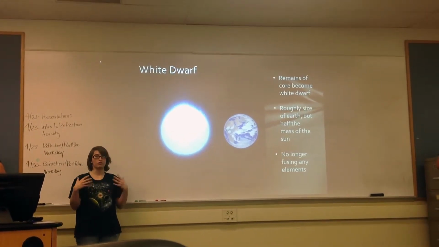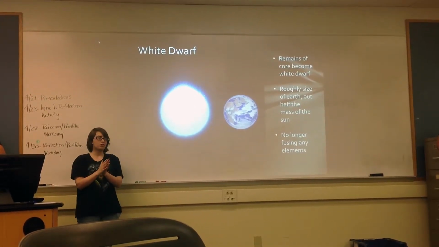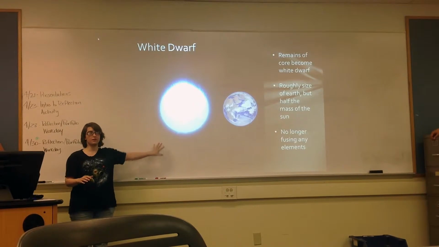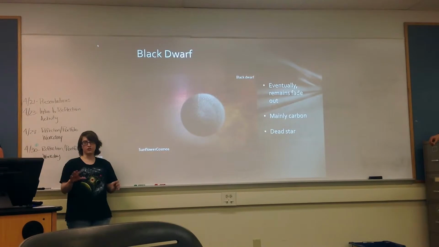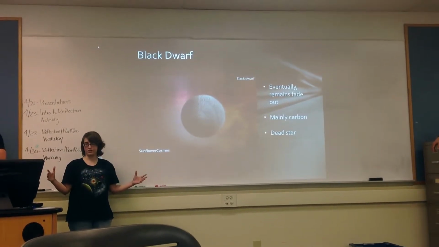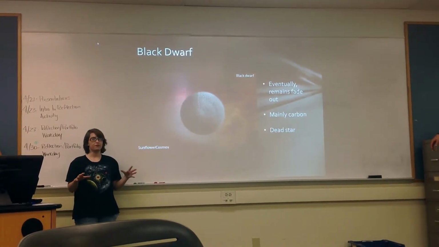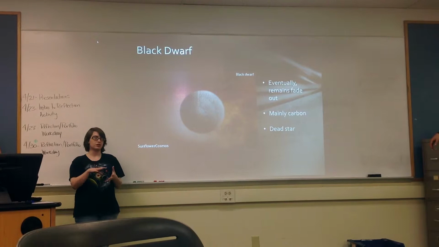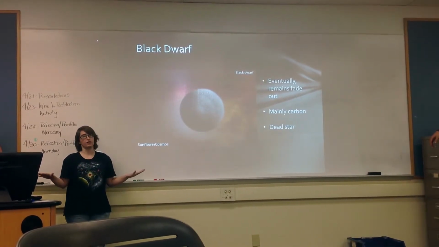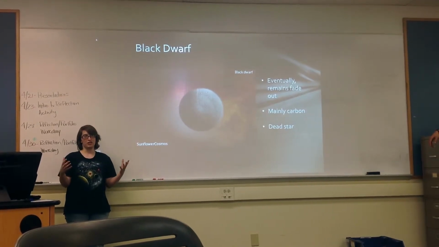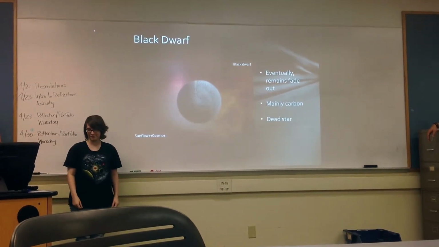But it's no longer actually fusing any elements because it doesn't have the mass to do that. So all of the light and heat that's coming off of it is just left over from when it was still living. And eventually all of that heat is going to dissipate and blow away. What's going to be left is a core that's mainly made of carbon and whatever elements manage to stay trapped in that core. It's not going to be lit up anymore, so it's a completely dead star. We call it a black dwarf because you can't see it anymore in the black of space. Because astronomers are amazing at naming things.